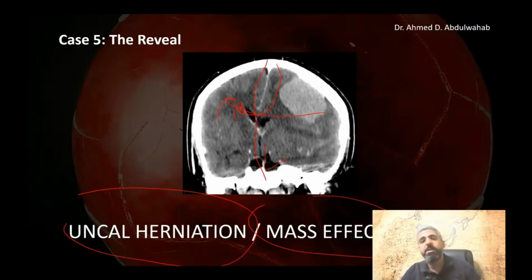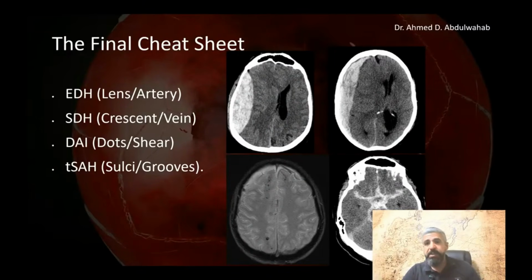The brain is herniating under the falx to the other side, but this is what's causing the blown pupil. So the final cheat here is, look, this is your trauma pocket guide. Lens versus crescent, shear versus groove. Master this and you master the trauma bay.